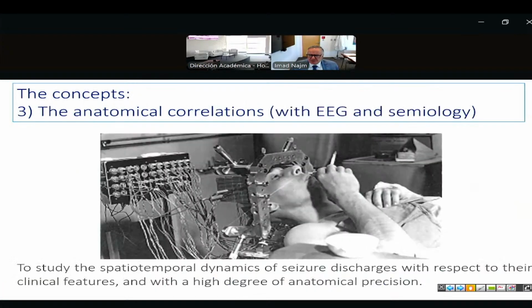The third concept is basically to do the anatomical correlation with the EEG and the semiology. Again, as I mentioned in the beginning, the principal aim of SEEG is to define the anatomy of the seizure onset zone, and consequent to that, the areas that are involved in seizure semiology, with the help of the EEG, looking at ictal patterns, and semiology, correlating the involvement of some areas with the semiological expression of various elements of the seizure.